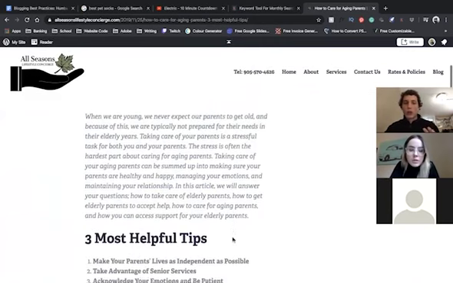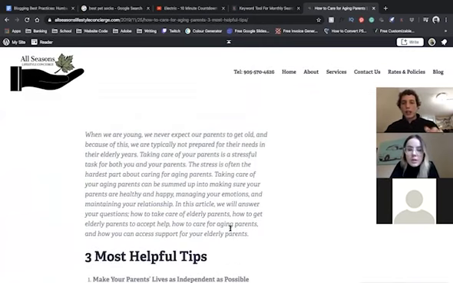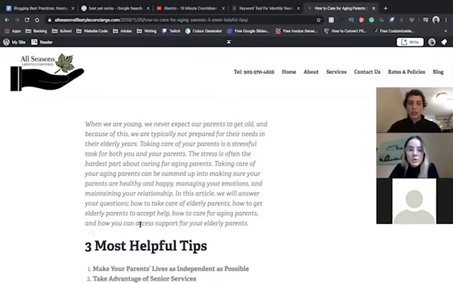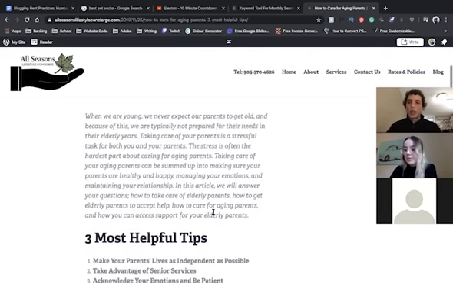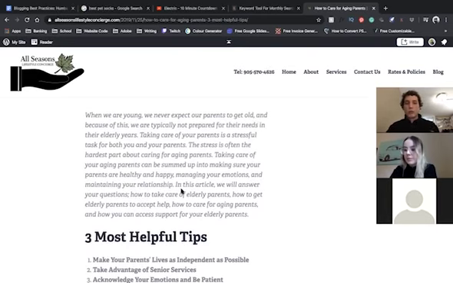Again, not many people are going to read that, but here are some keywords that I did add in it. In this article, we will answer your questions: how to take care of elderly parents, how to get elderly parents to accept help, how to care for aging parents, and how you can access support for your elderly parents. So these were actually search terms people are searching up about this. I did my market research and I added those keywords in there that still provide value, and it's not in a way that's spamming them.